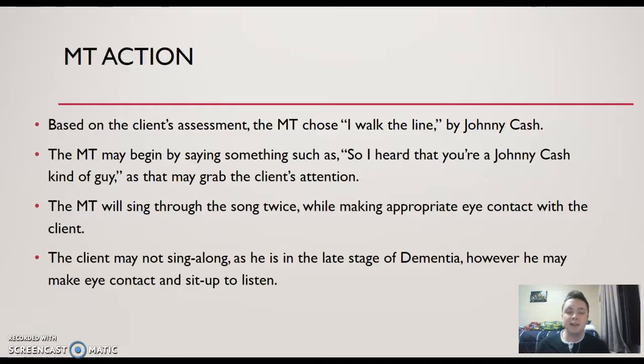And it's very hard to realize that the client might not sing along as he is in the late stages of dementia, yet hearing these lyrics and hearing that it is a Johnny Cash piece, this may trigger something for the best and stimulate him to sit up as well as make eye contact, as that is the goal of this.